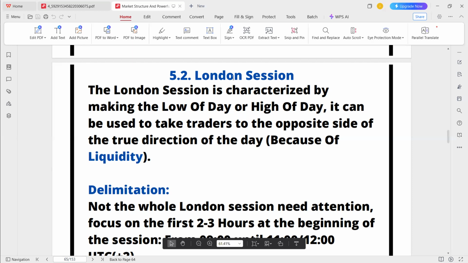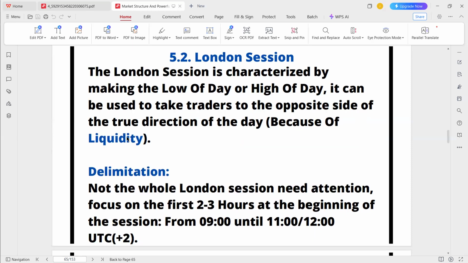So the London session is characterized by making the low of the day and the high of the day. It can be used to take traders to the opposite side of the true direction of the day because of liquidity. So remember, we went through the chapter of liquidity. I hope you guys now understand it. So this is where things start to work hand in hand. This is where we start having confluences, right?